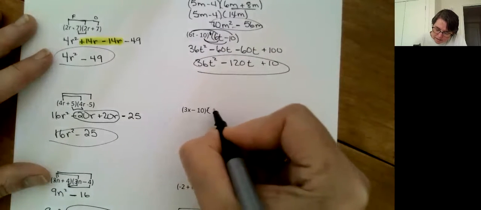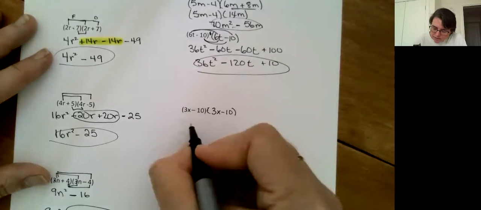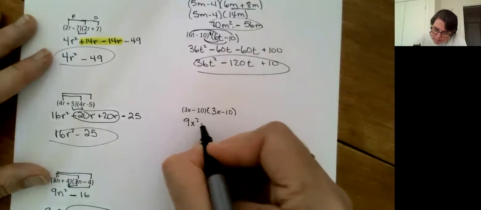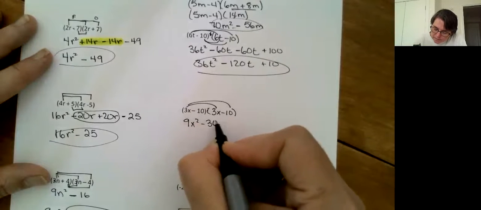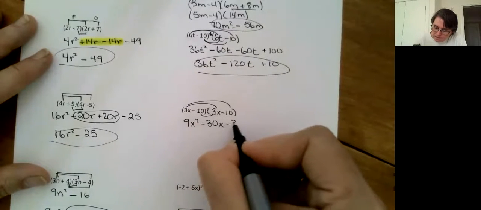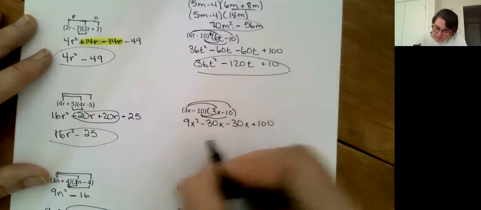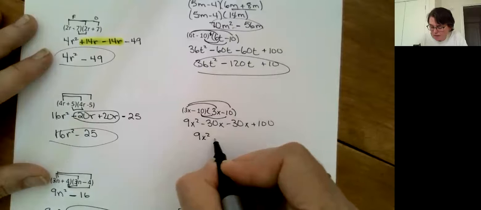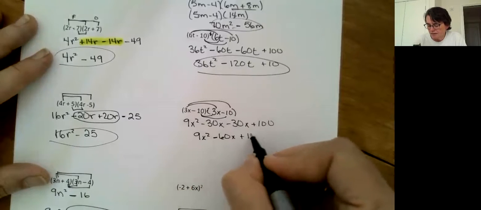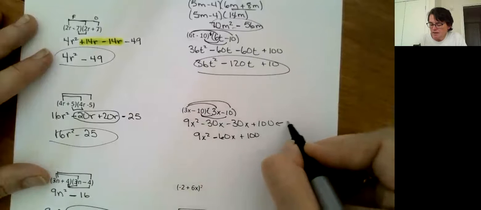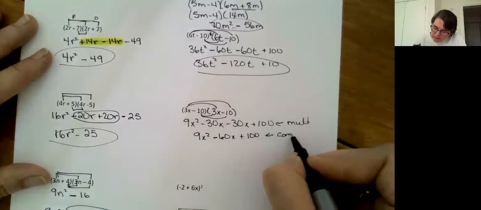Do exactly the same thing. 3x minus 10. 3x times 3x is 9x squared, minus 30x, minus 30x, plus 100. So 9x squared minus 60x plus 100. So remember, this step is the multiplying. This step is the combining.